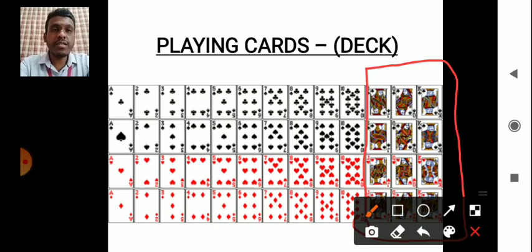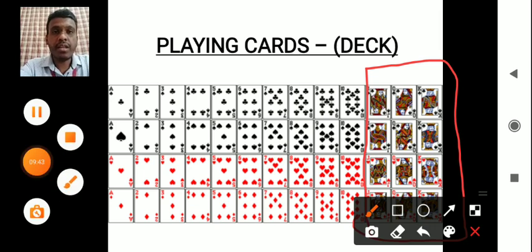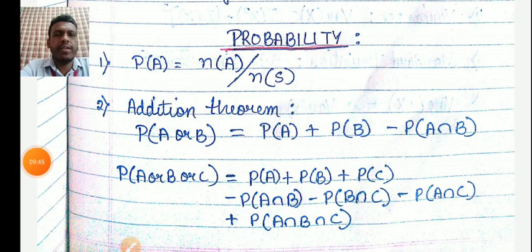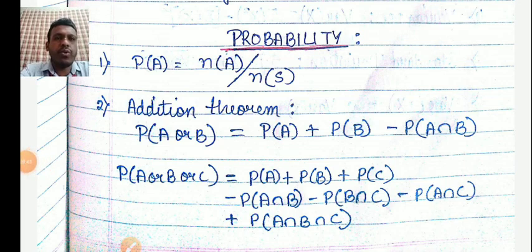Okay, so this is the concept of playing cards, because your playing card problems are based upon this. You should know this basics. So now let us start with some numerical problems. Okay, now please note down this formula before we go to the next problems. There are certain formulas which you should know.